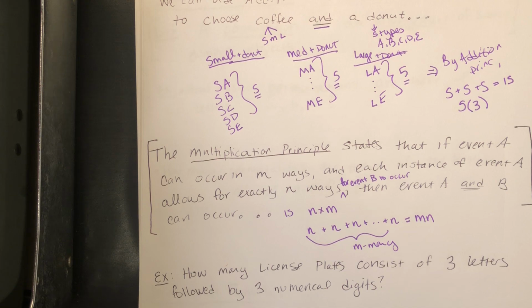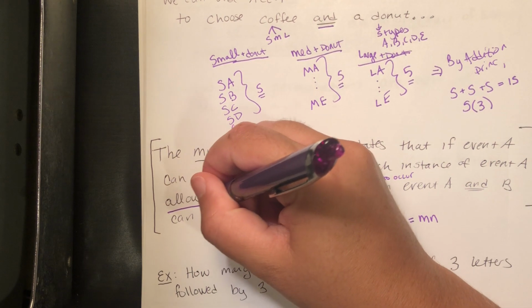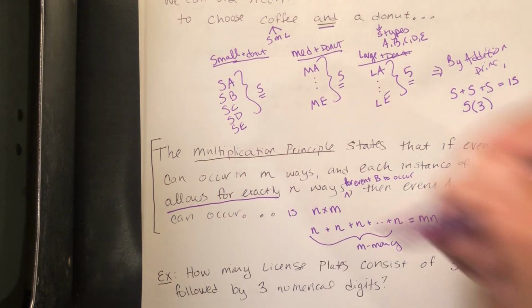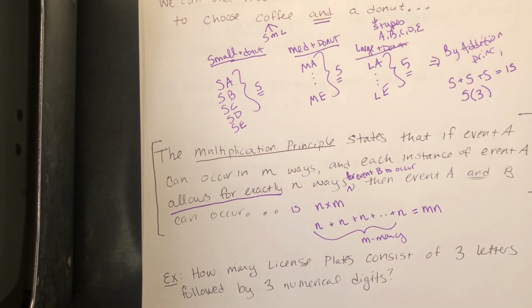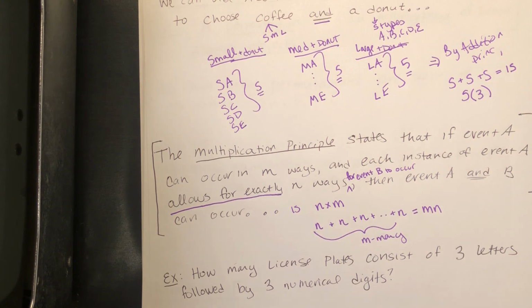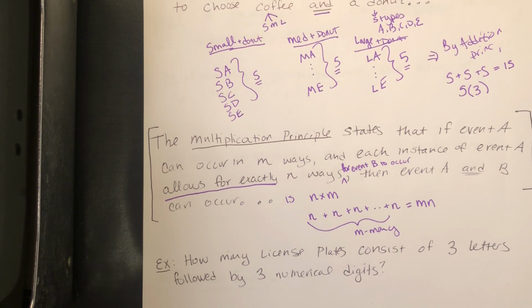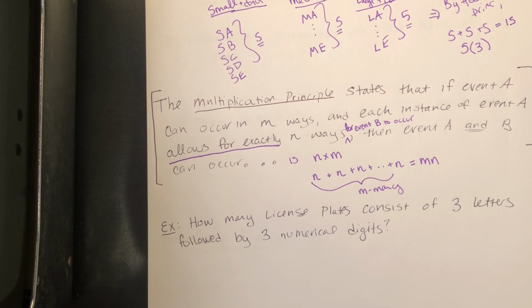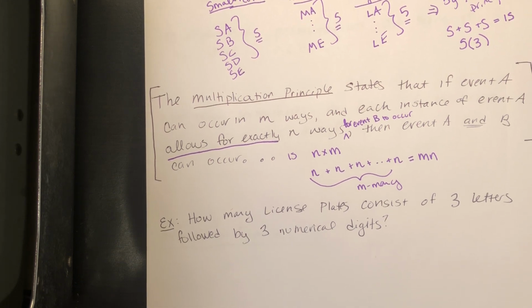We just need to make sure that this property is held, right? Every instance of A has to allow for exactly n different ways for another event to occur. Okay, that happened up here with our coffee and donut problem, but we'll see below how that can fall apart and really not allow us to use the multiplication principle directly. So let's look at an example where this does work.